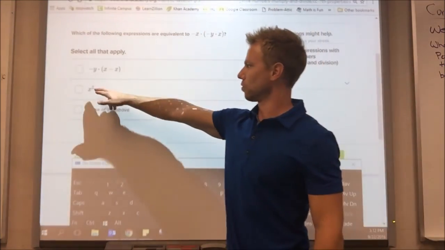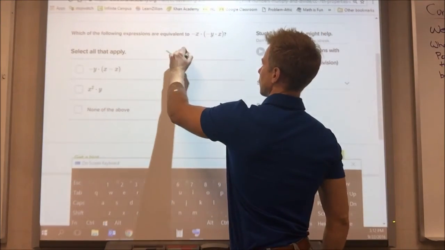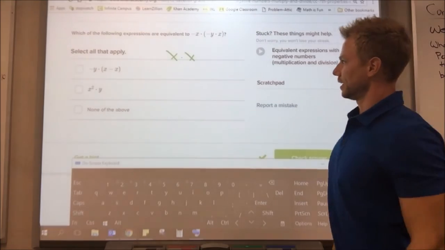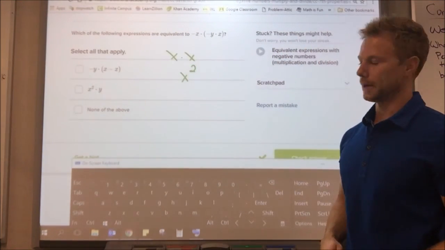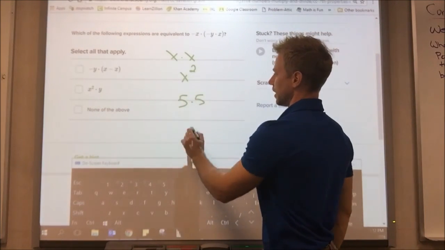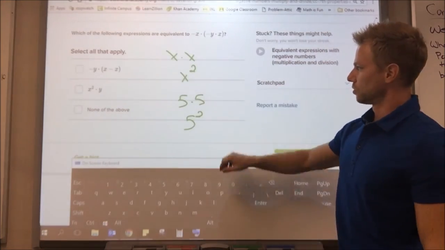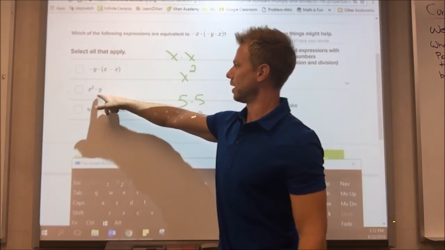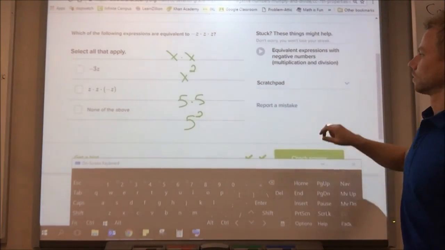But I have x squared. If I take x times x, what is x times x? That is actually x squared. Okay? So it's just like if I have 5 times 5, I can write that as 5 squared. So x squared would take care of both the x's, and then I have a times y, and I have a times y, so that would work.